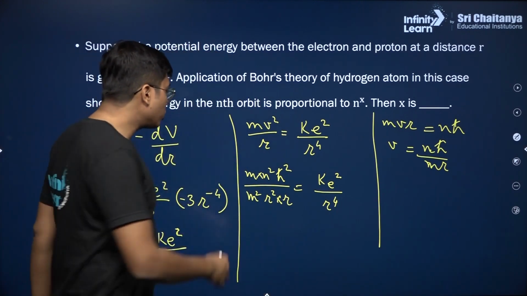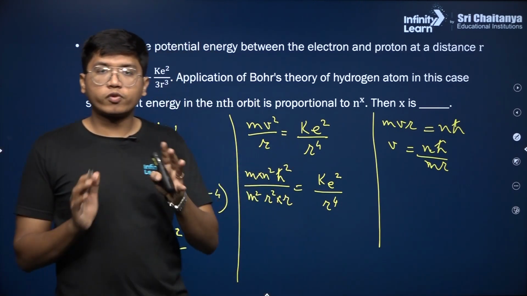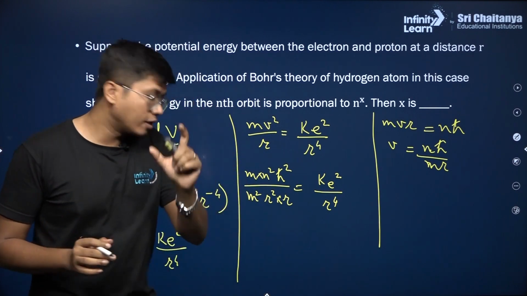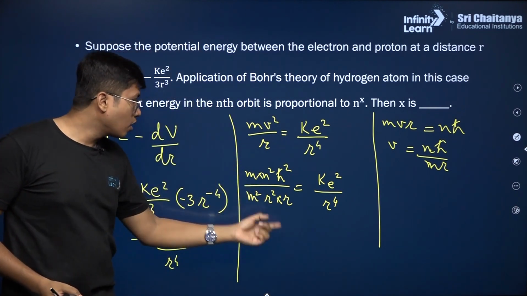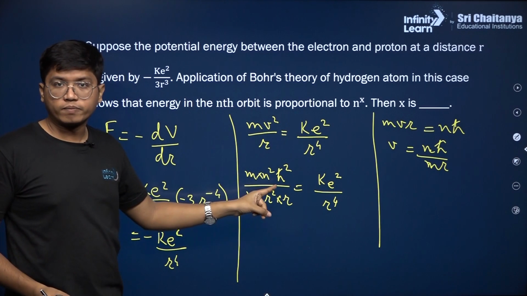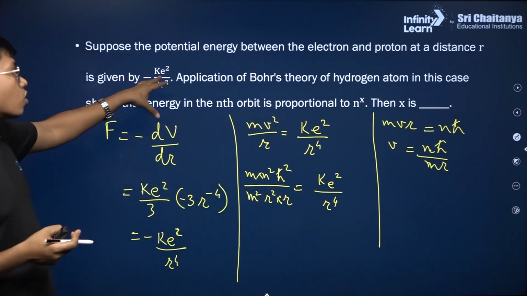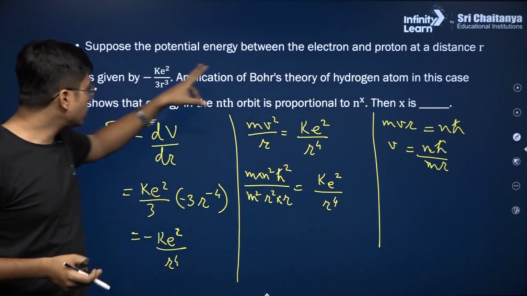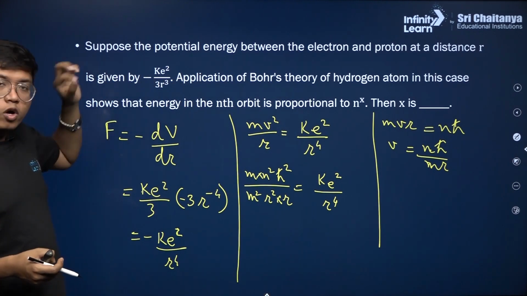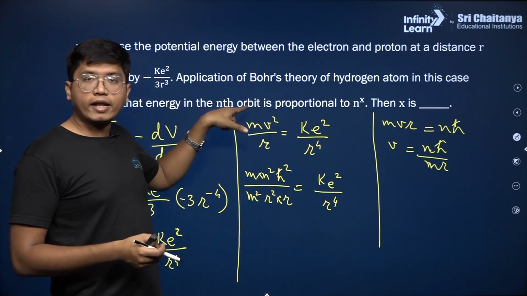Now from here on out you can cancel out a few terms, but that is not what we are looking for. We only need the relation of the radius on n, on the nth orbit. Why? Because the relation for energy is already given to us. What we need is how that energy depends on the nth orbit.